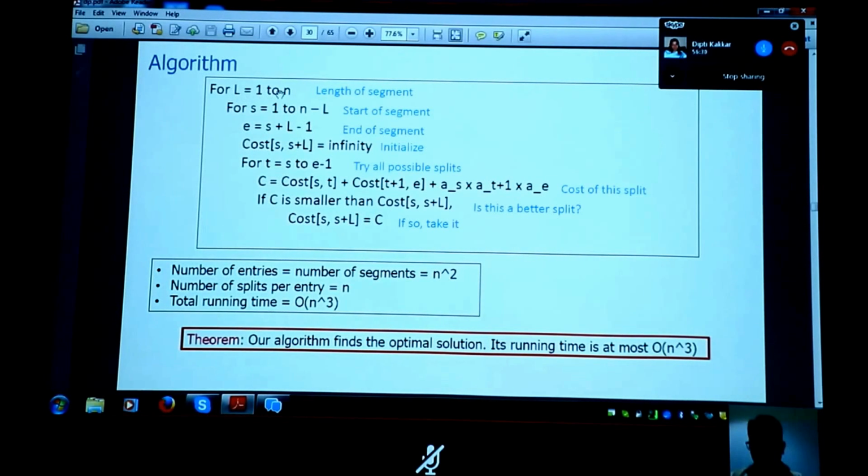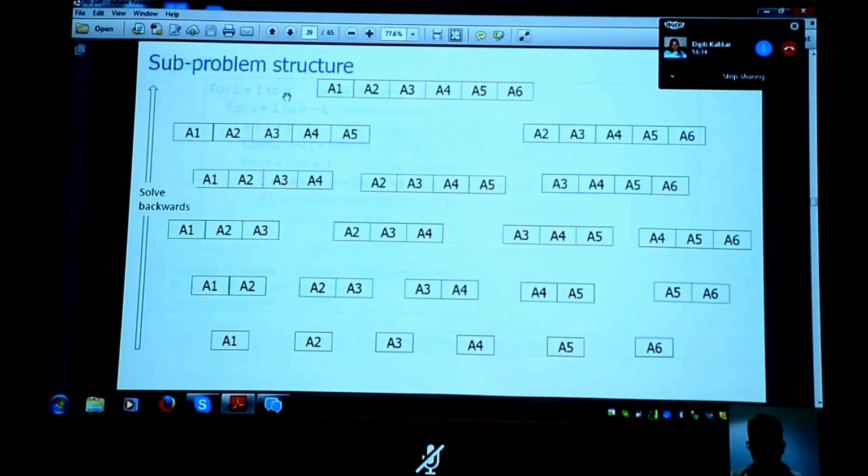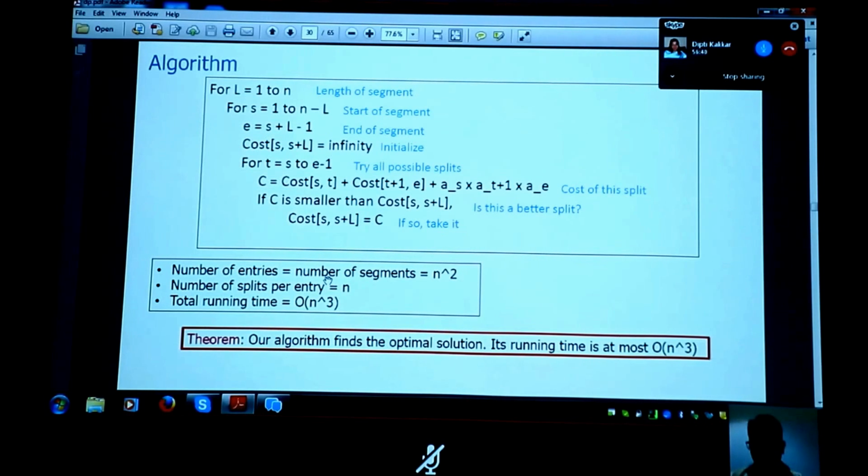L, that's my length of the segment, right? So L from 1 to n, and I have to solve it for all possible segments of that particular length in that layer. So I go back. What are all those segments of length L? That's what I have to do here in this loop. Every possible segment of length L.